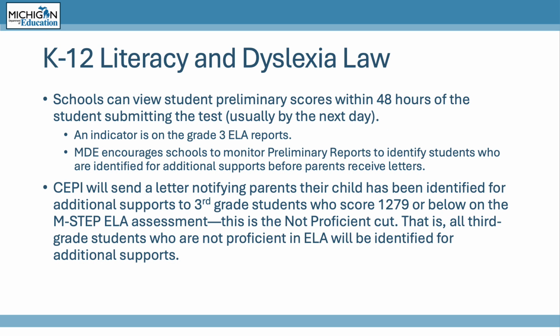Schools can view student preliminary scores within 48 hours of the student submitting the test. There is a K-12 literacy law indicator on the Grade 3 ELA reports that shows whether the student met the requirements or needs additional supports. We encourage you to monitor preliminary reports to identify students who need supports before parents receive letters.